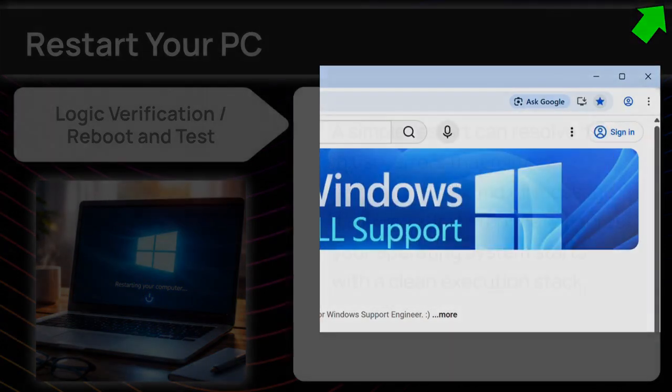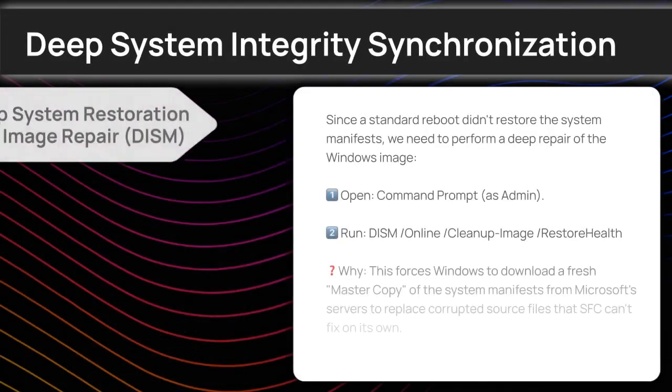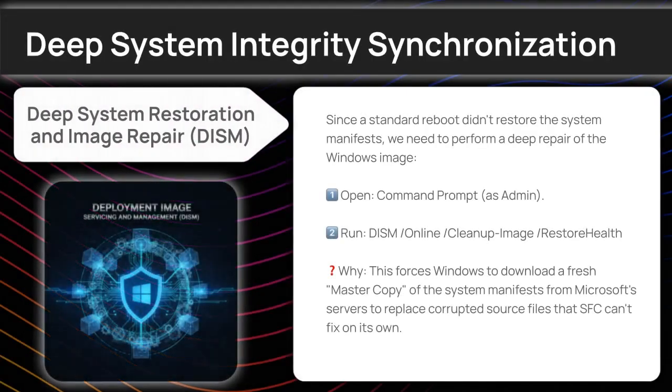With the reboot complete, check your status. If you're still seeing that error, here is the next phase of the fix. Remember, you can pause the video at any time. Since a standard reboot didn't restore the system manifests, we need to perform a deep repair of the Windows image. First, open command prompt as admin. Second, you're going to type dism /online /cleanup-image /restorehealth, then hit enter.